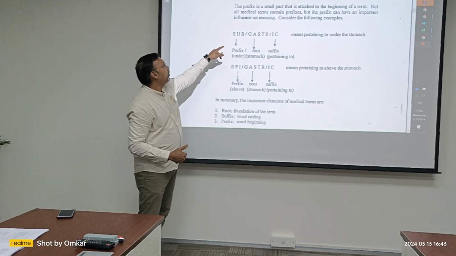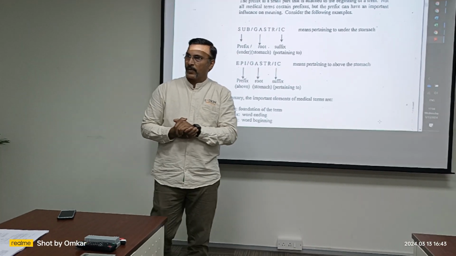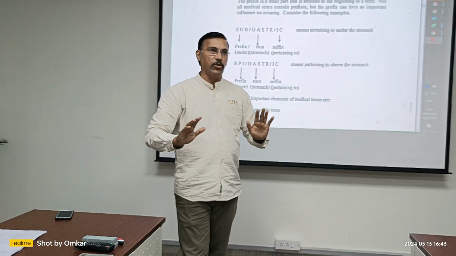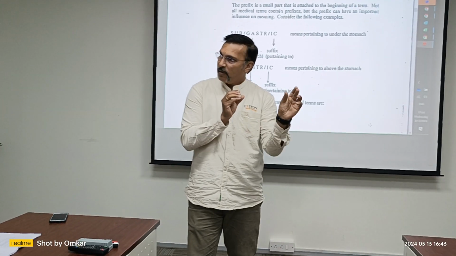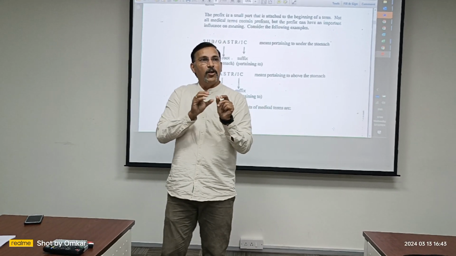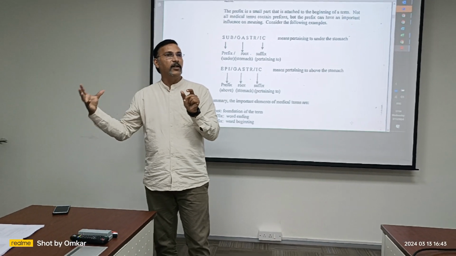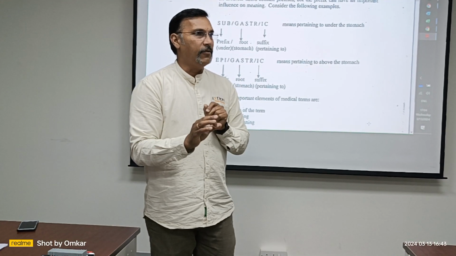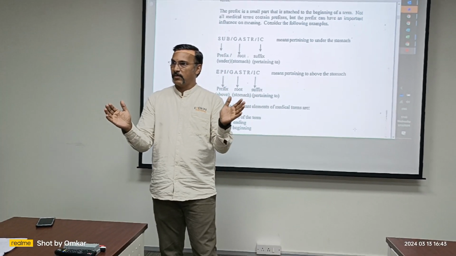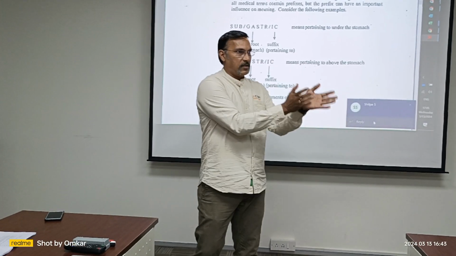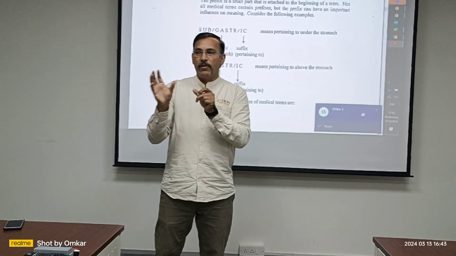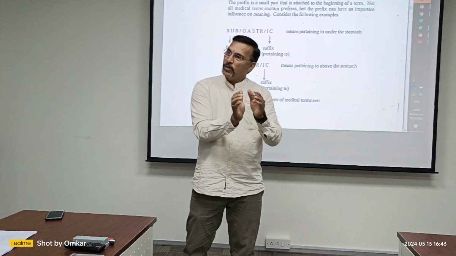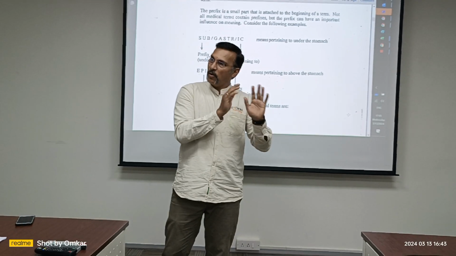Did you understand? There is one more word coming, subgastric. Now if you divide this word, it has all three parts. Remember I told you there is going to be a root, a combining vowel, and a suffix. Now we are adding one more, which comes at the head: the prefix. So a medical term can have all three: prefix, root, and suffix. But the prefix is not mandatory in every term. It can come with only root and suffix. These two will always be there.